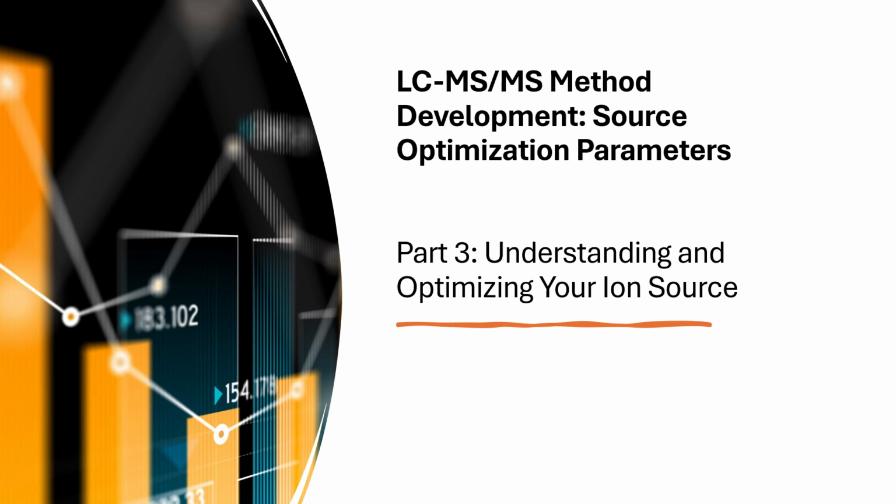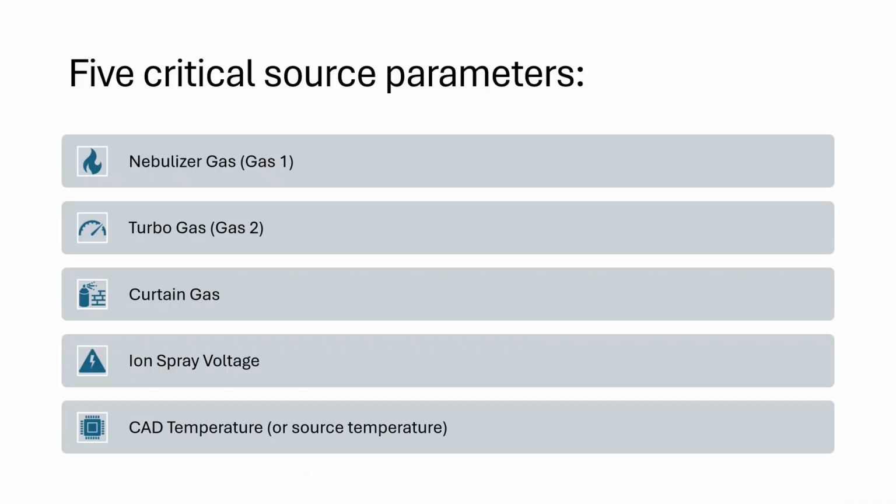So the ion source is where the magic happens. It's where your liquid chromatography eluent is converted into gas-phase ions that can be analyzed by the mass spectrometer. The parameters we optimize here directly impact your signal intensity, background noise, and ultimately your method sensitivity and robustness.